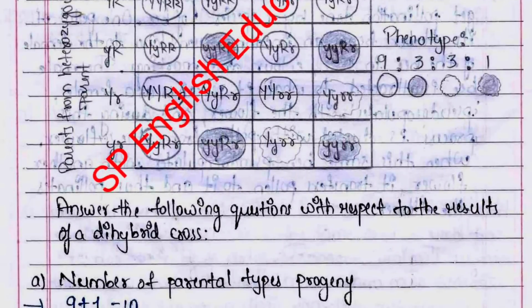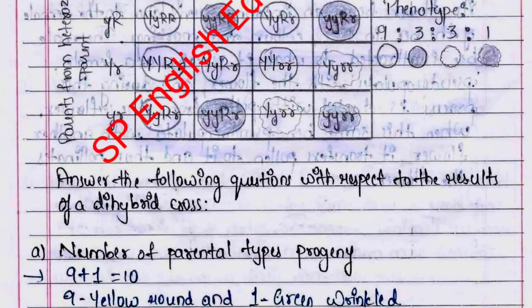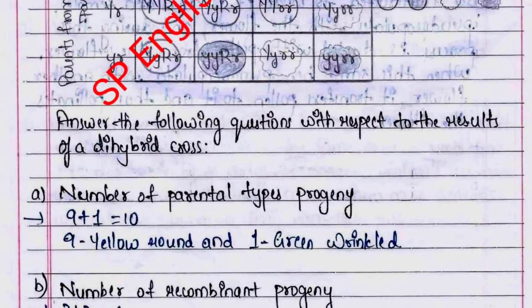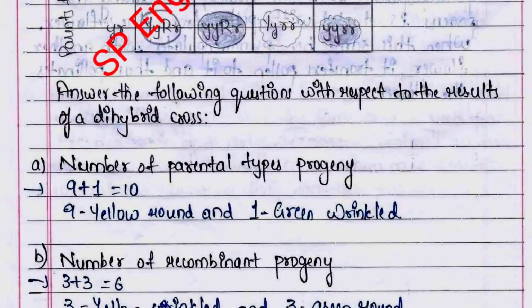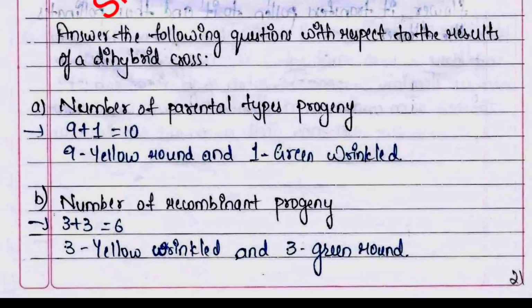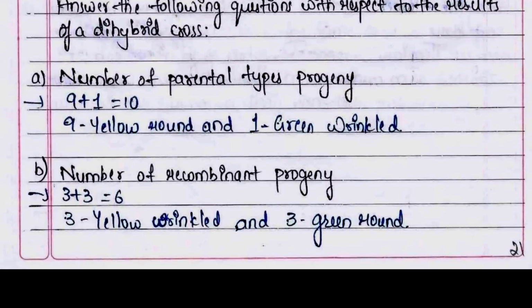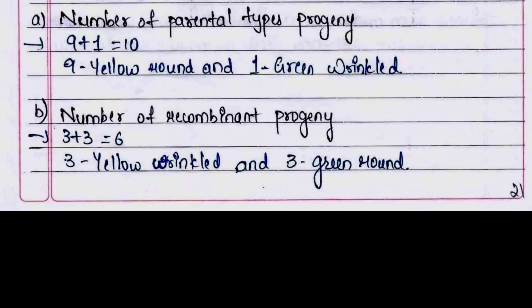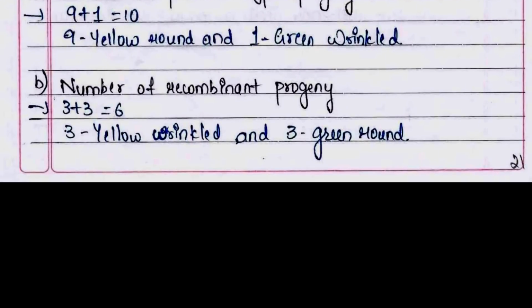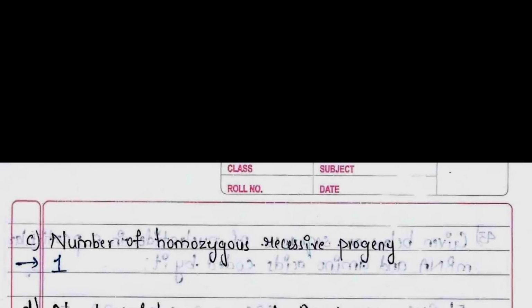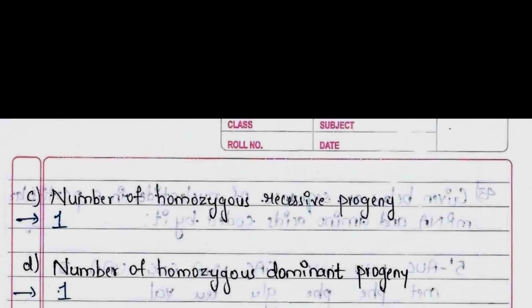Answer the following questions with respect to the result of a dihybrid cross. A. Number of parental type progeny, and the answer is below. B. Number of recombinant progeny, and the answer is below. C. Number of homozygous recessive progeny, and the answer is below.